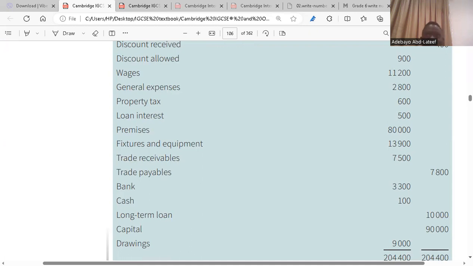Property tax is an expense. It stays in your profit or loss. Loan interest, not the loan itself, is an expense. That means you are paying interest on a loan. It's part of your expenses. Premises are not part of your trading and profit and loss account. They are part of your statement of financial position, so they go to your statement of financial position or balance sheet.